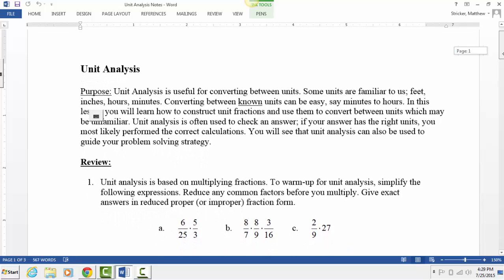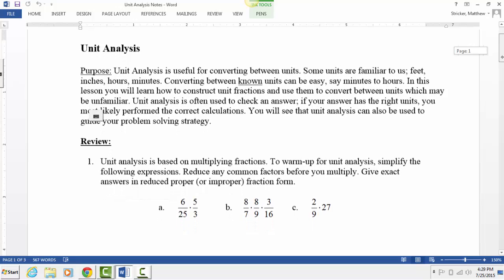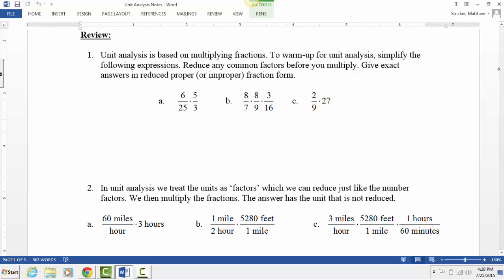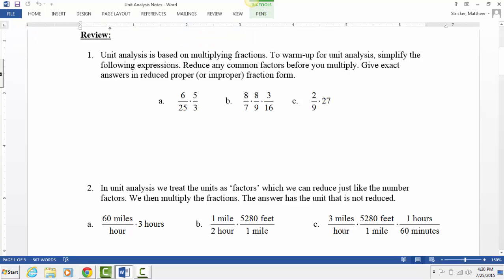In class, we're going to look at some more difficult problems, but just to get you ready for class, let's first review some stuff that we did earlier in the semester on working with fractions. Unit analysis is based on multiplying fractions, and so just as a review, remember that when we're multiplying fractions, a lot of times it's easier to do some simplifying first if we can, like 5 goes into 25 5 times, and 3 goes into 6 2 times.